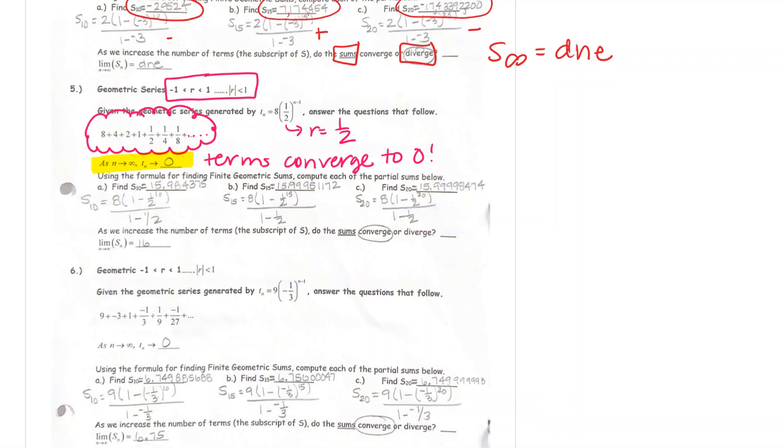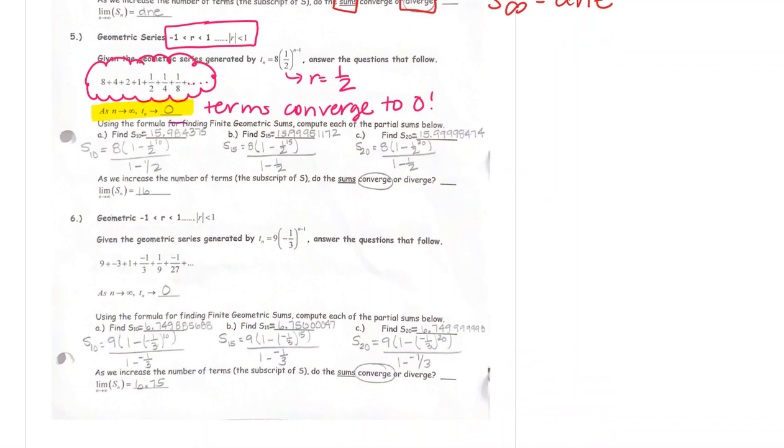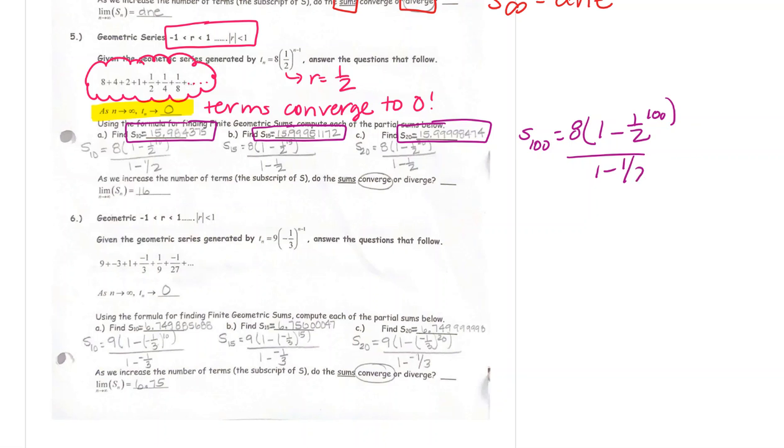So take a look at these examples here. Here I added the first 10 numbers and I got 15.98. And then here I added the first 15 numbers and now I have 15.9995. And now here the first 20 numbers, 15.999. And I don't even know if it'll let us do 100, but let's see. This would be the first term times 1 minus r to the 100th over 1 minus r. I'm going to just type that into my calculator real quickly.